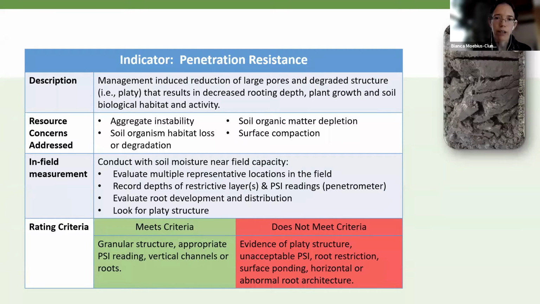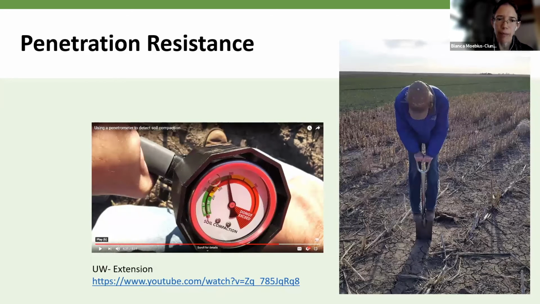Penetration resistance, a way to measure compaction. There are various ways to get at compaction. One of them is using a penetrometer. There's a link here if you're interested. This is a really good tool to have in your toolbox. And this is a nice little 5-minute video from University of Wisconsin that shows somebody using it with a little conversation about it. So that's one good way to look at it.